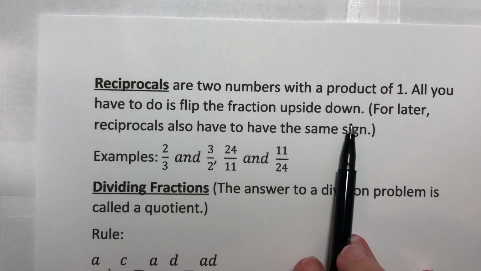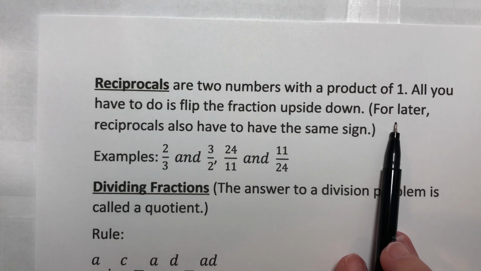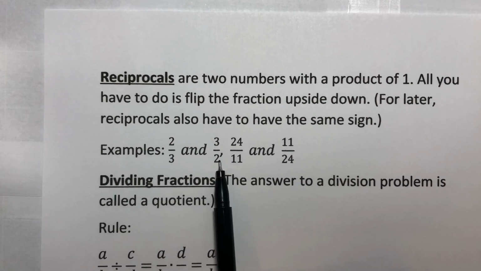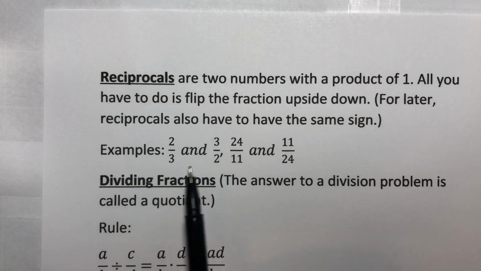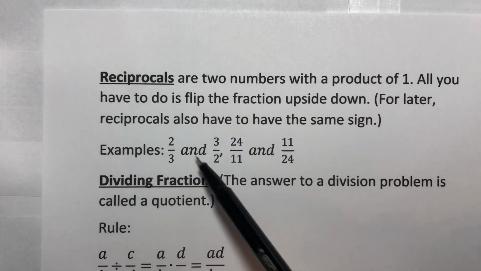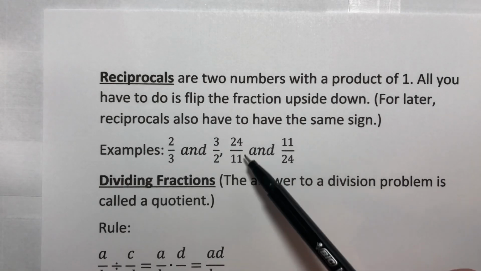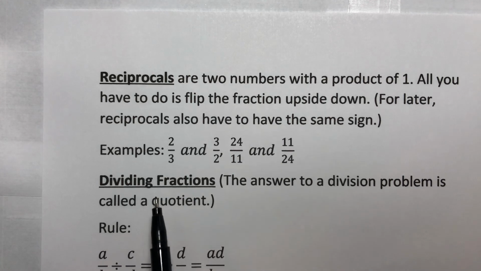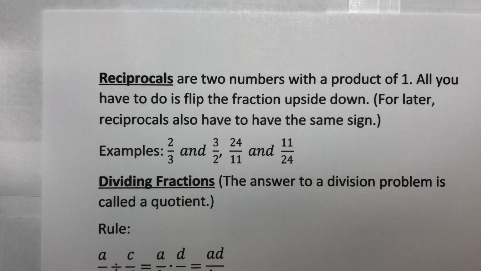Now, we're going to be dealing with this a lot more later. I put this in here for reference. So 2/3 and 3/2 are reciprocals. If you multiply straight across, you would have 6 over 6, which reduces to 1. If you think about multiplying and then cross-canceling, they're both going to cancel out. Same thing here, 24 over 11 and 11 over 24. This becomes really important because that's how we divide fractions, which we will cover in the next part.